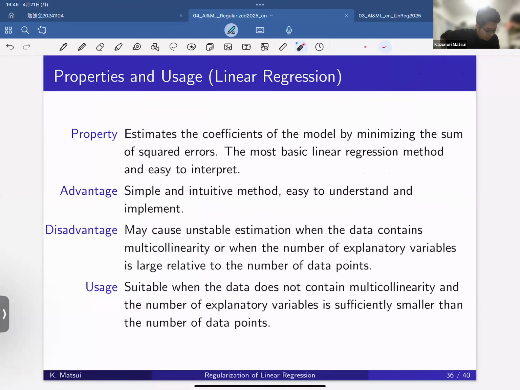Let's summarize what we've learned. Linear regression is the most basic method that estimates model coefficients by minimizing the sum of squared errors. It's simple, making it easy to interpret, understand, and implement. However, it may not work well when there is much collinearity or where there are many explanatory variables compared to the number of data points.